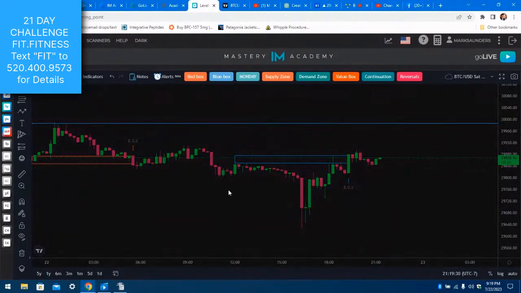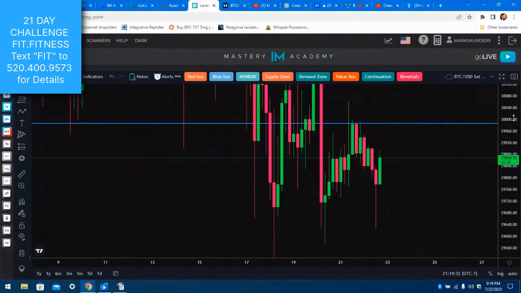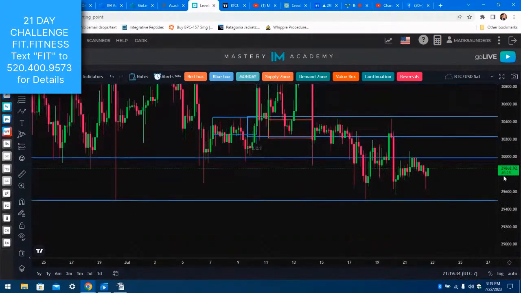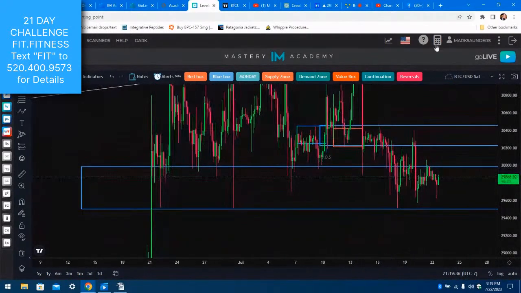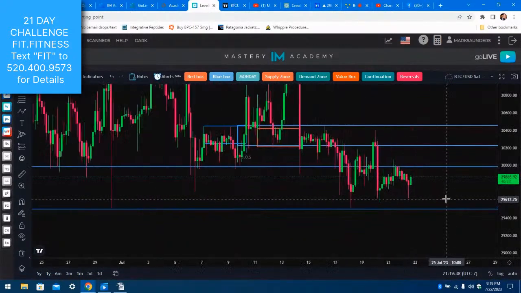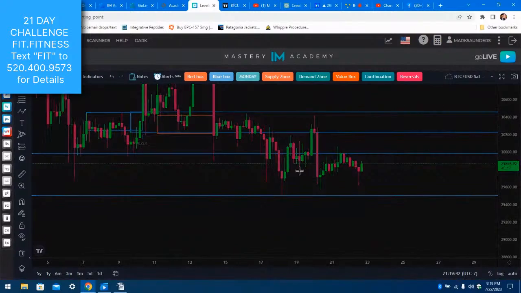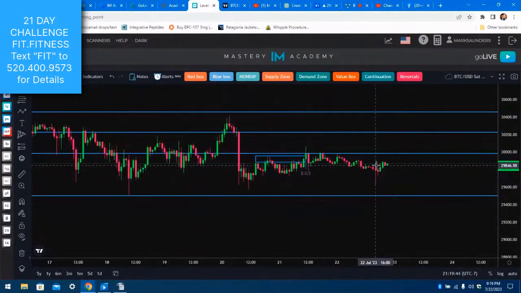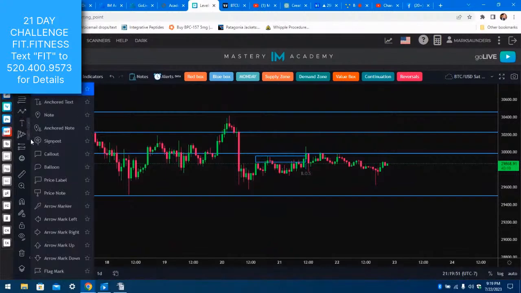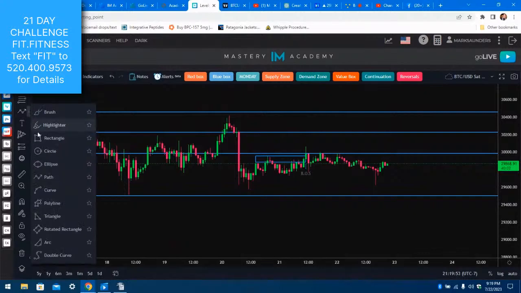Let's back out to the 4. I like the smaller time frames when I'm in a trade. Matter of fact, 29.8, I'm really watching this zone right around here. I'll show you. No, it's not what I want.